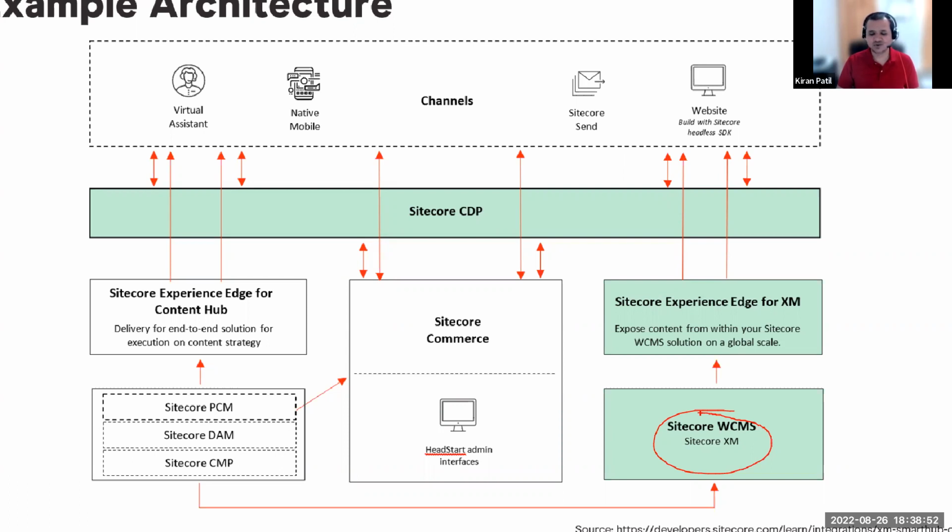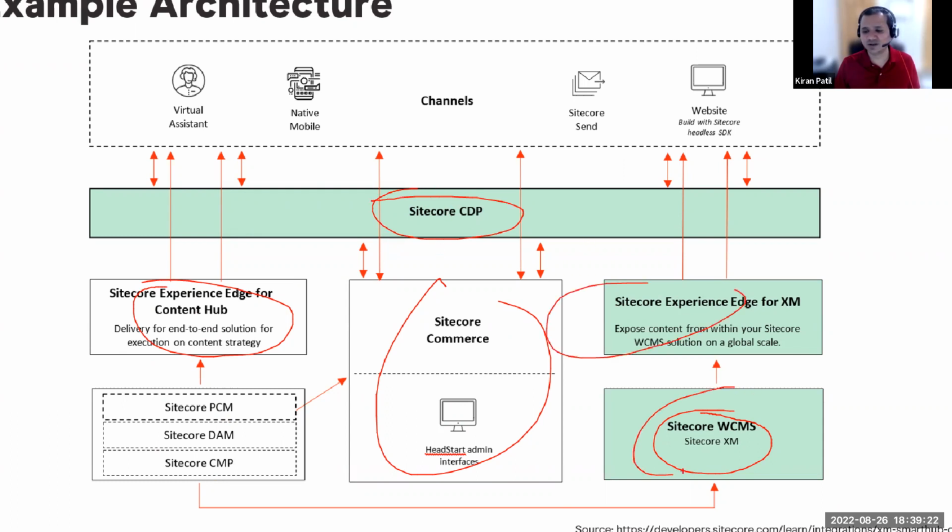And then you can also build your solution with the headless architecture. But again, that's a separate topic. We'll not go into that. But you have the XM, and then you publish the data to your Experience Edge for XM. Then you have your commerce product, and then you also have your CMP and DAM and PCM configuration and publishing it to Sitecore Experience Edge. And then the green boxes indicate the CDP and Personalize integration, where you can have the CDP interaction here, here, and here. And then all the channel integration will ingest the data to the Sitecore CDP system.